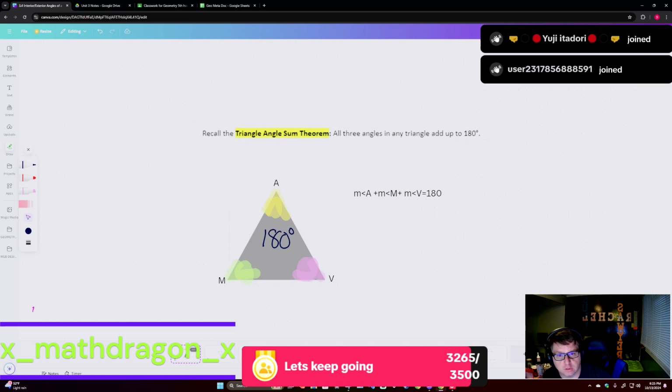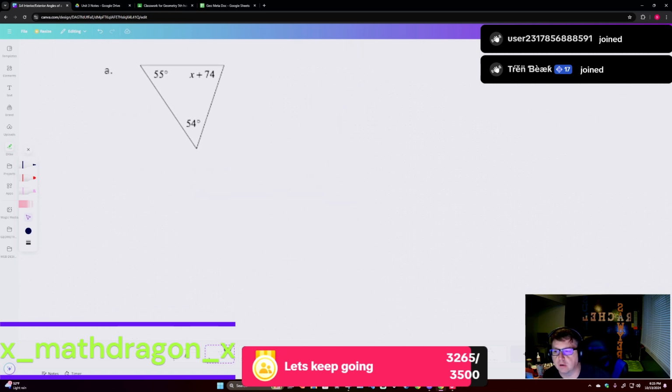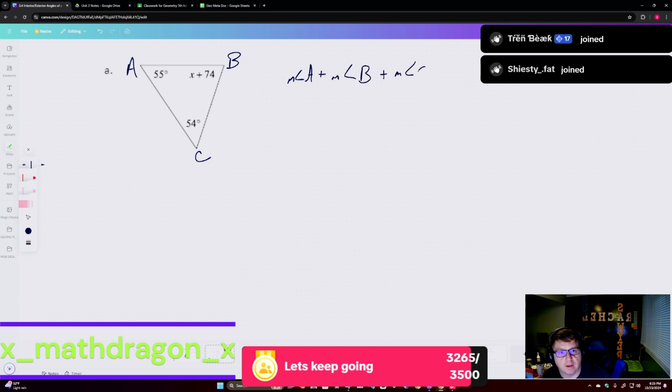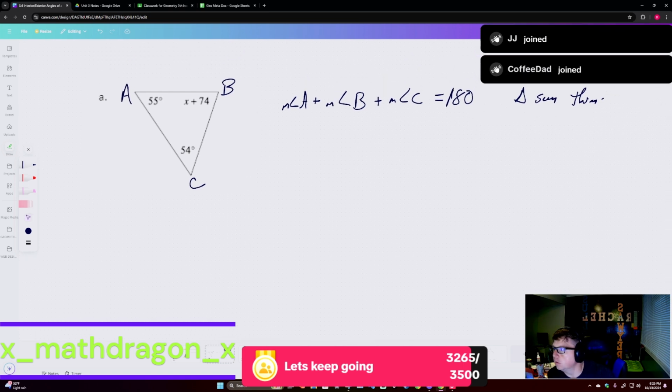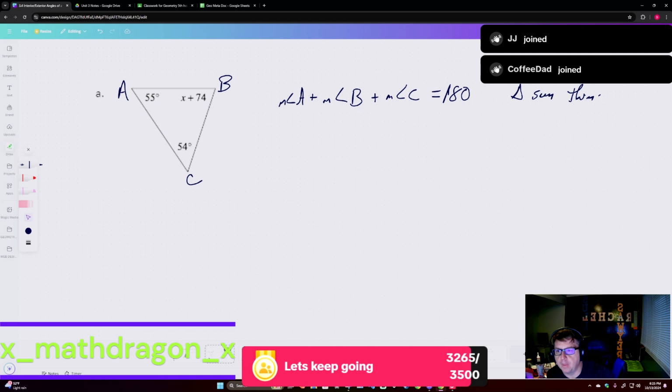So the first thing we want to do is the triangle sum theorem, where all three angles add together to give you 180 degrees. We started a little bit of this in my class with IXL, but let's start here. So I have the measure of angle A plus the measure of angle B plus the measure of angle C equals 180 degrees, and that's the triangle sum theorem. So we know that by the triangle sum theorem, okay?